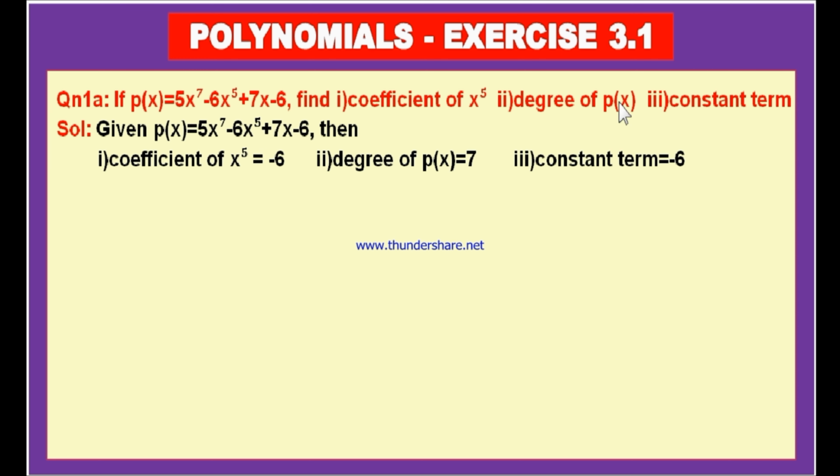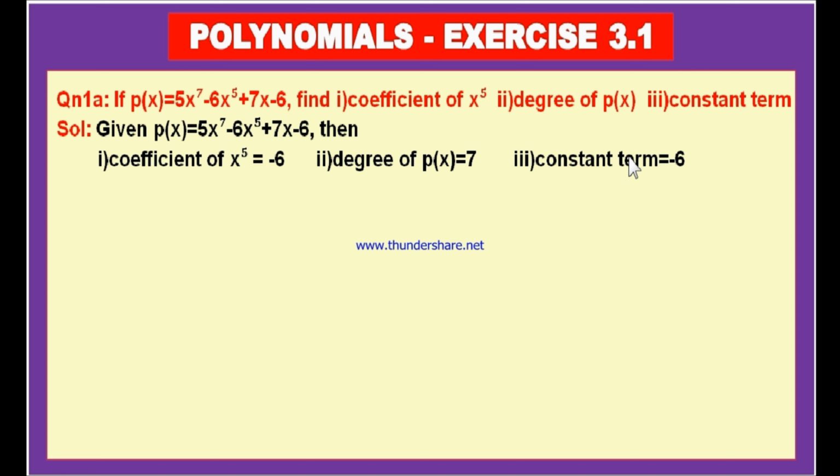And the next is the degree of the polynomial. We already learned what a degree is. Degree means the highest exponent of the variable. Here, the variable x has exponent 7, here exponent 5, here exponent 1, and here it is a constant term, x power 0, exponent is 0. Then what is the maximum value? The maximum value is 7, therefore the degree of the polynomial is 7.